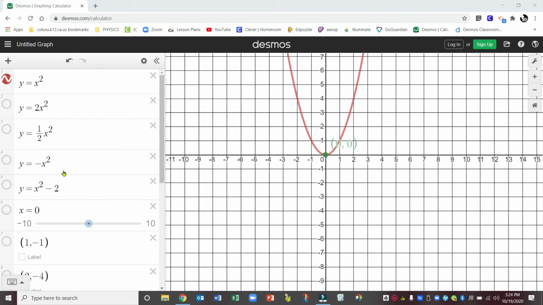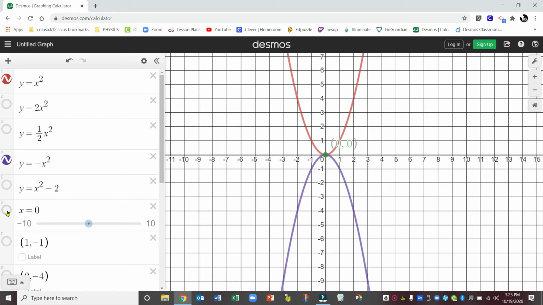Now we're going to take a look at y equals negative x squared. So the parent function is y equals x squared. What we're going to look at now is y equals negative x squared. So changing the a from a positive 1 to a negative 1 on the graph causes a reflection over the x-axis. So while our parent function opens up, our new function in purple opens down. So both functions have the same vertex. Both functions have the same axis of symmetry of x equals 0.